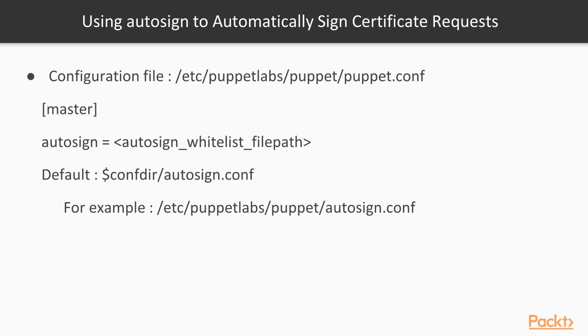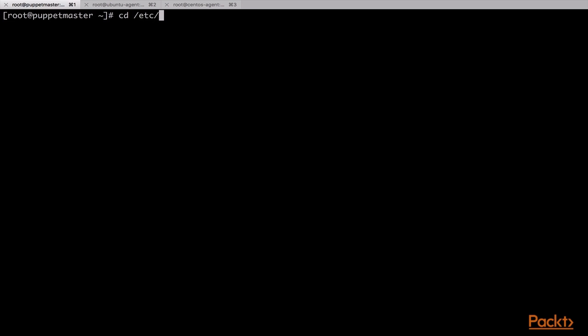If you choose to create this file in a different location, it can be defined in the puppet.conf file under the master section with the autosign parameter, specifying the path of the autosign file. To see this feature in action, we will go to the /etc/puppetlabs/puppet directory and create a file called autosign.conf, and for now we will accept all nodes which are from the .local domain. We will now save this file, and then we will run the Puppet agent from one of our nodes.